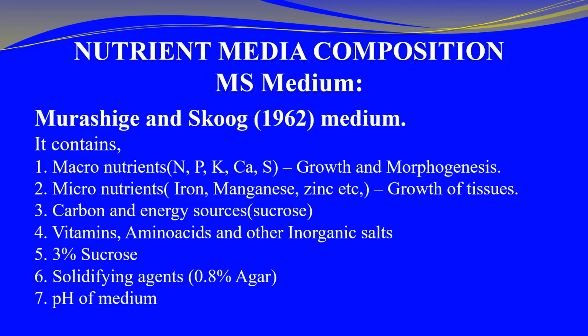Here, the Murashige and Skoog medium is mentioned. It was discovered in 1962. There are many micronutrients, macronutrients, and carbon and energy sources present in this nutrient medium, along with vitamins, amino acids and other inorganic salts, 1 to 3% of sucrose and a solidifying agent. As the solidifying agent we use agar-agar, 0.8% of agar. The pH of the medium is mainly checked for the plant.